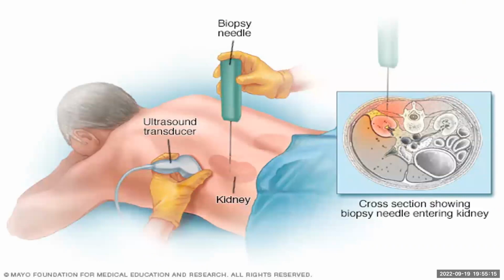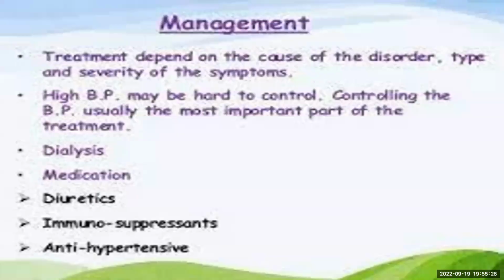So how will you diagnose it? Under the guidance of ultrasound, we'll take a needle biopsy of the kidney and we'll analyze that. Then what is the management of this? We'll manage it symptomatically. If it is an infectious condition, we'll manage with antibiotics. So we'll go with higher dose antibiotics like piperacillin and tazobactam.